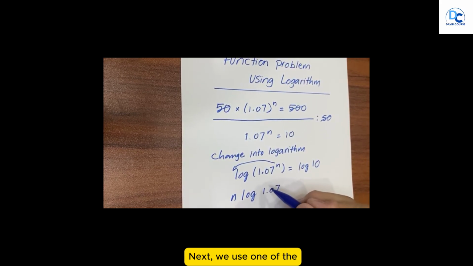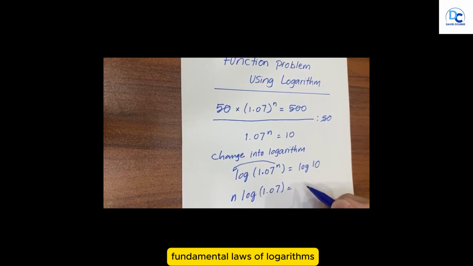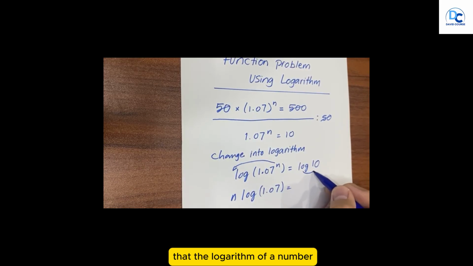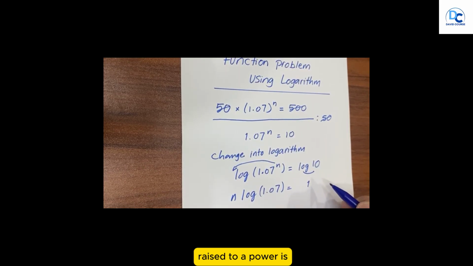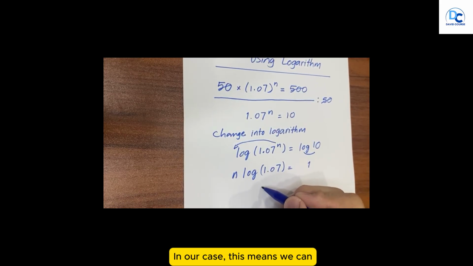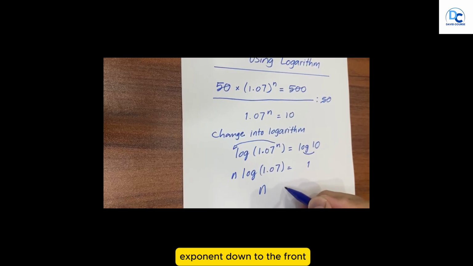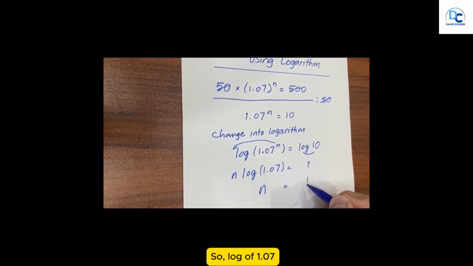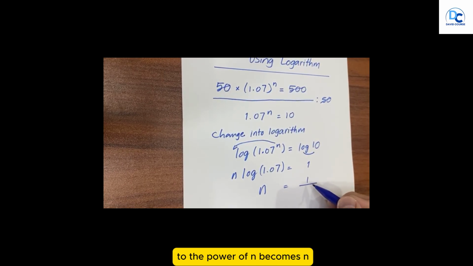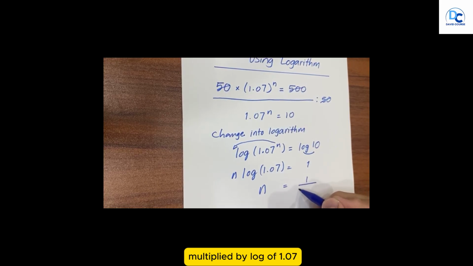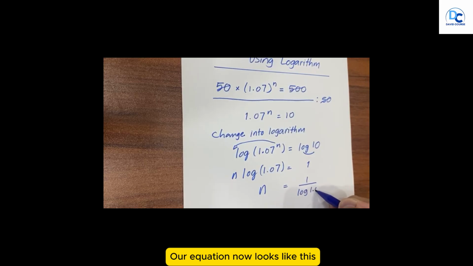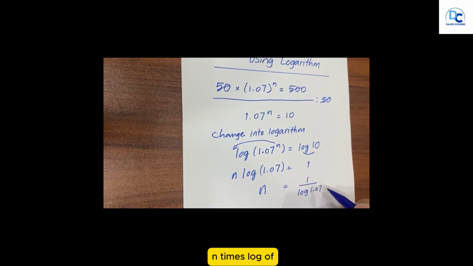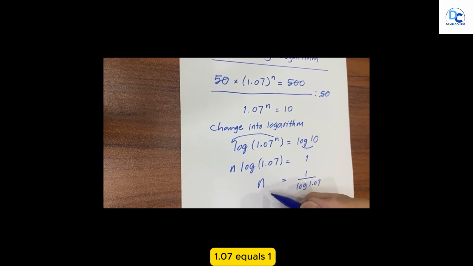Next, we use one of the fundamental laws of logarithms. This law states that the logarithm of a number raised to a power is equal to the power multiplied by the logarithm of the number. In our case, this means we can bring the n from the exponent down to the front. So log of 1.07 to the power of n becomes n multiplied by log of 1.07. Our equation now looks like this: n times log of 1.07 equals 1.